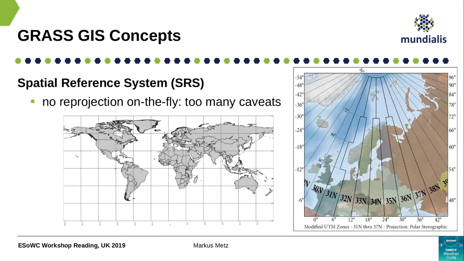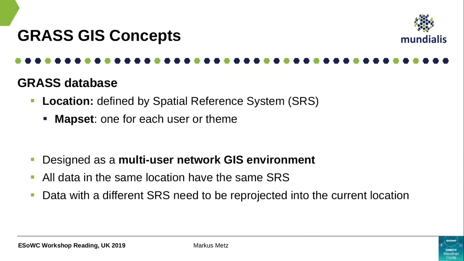Another particularity of GRASS is that there's no reprojection on the fly. You can reproject, but you have to take care about the settings because too many things can go wrong if you reproject on the fly. And yeah, the user lists on various GIS software forums are full of problems about reprojection errors. Most of them can actually be avoided with GRASS GIS.